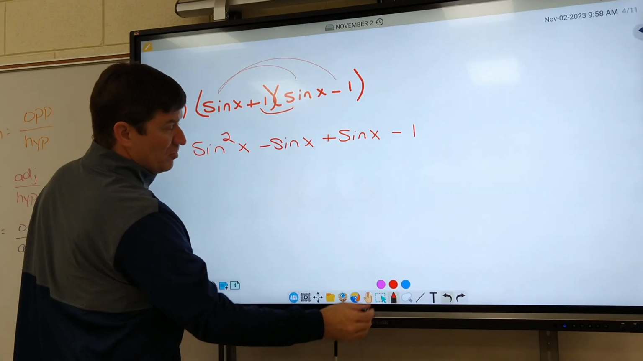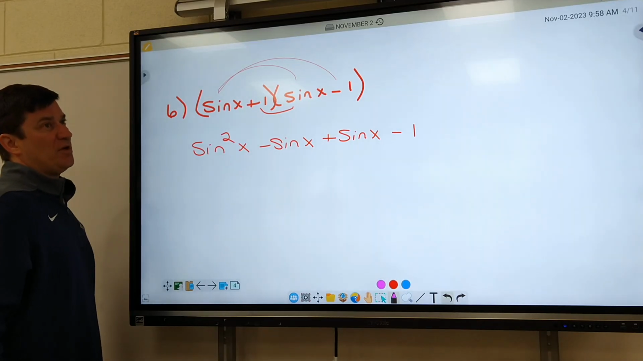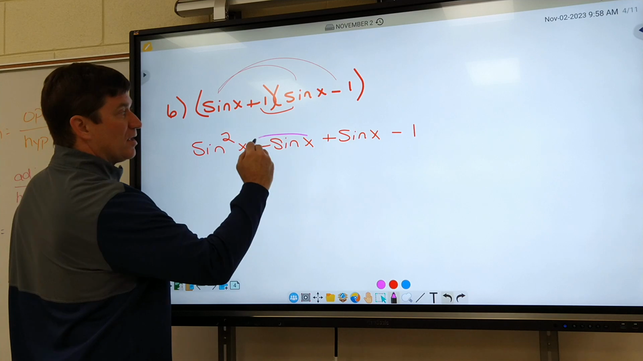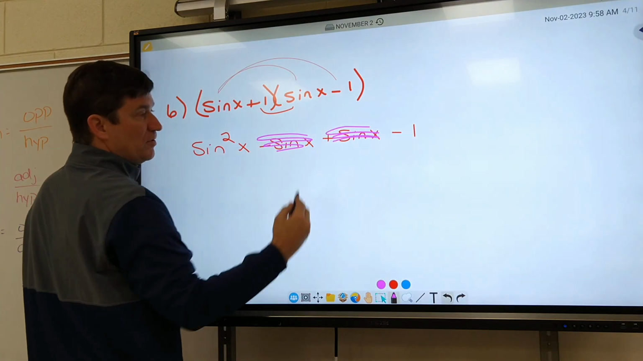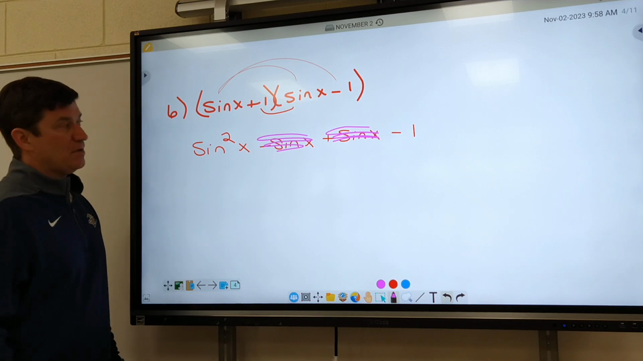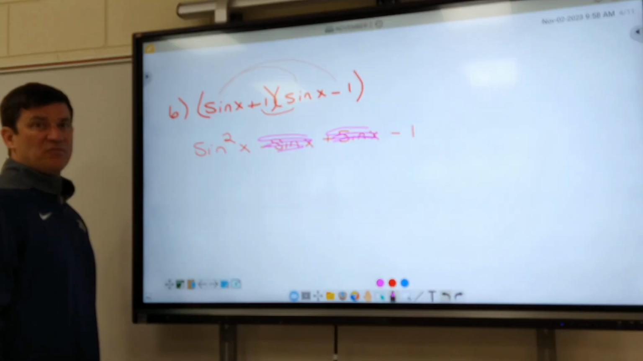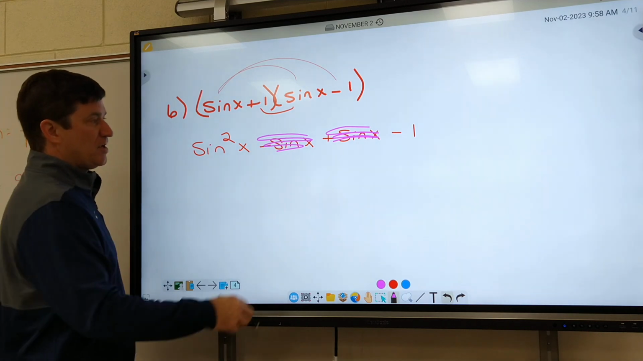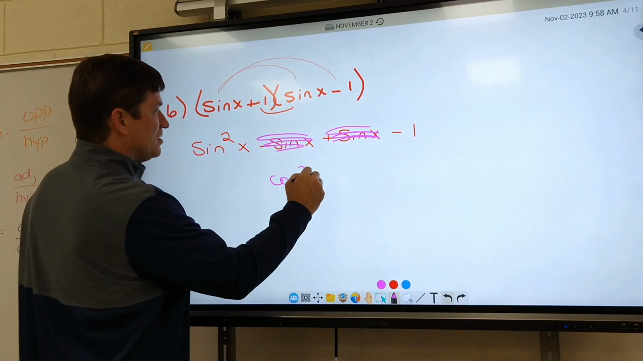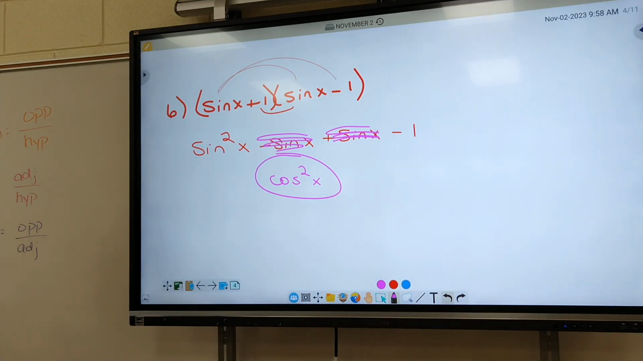Okay, Ashlyn, do you remember on Tuesday, what did I say is going to happen every time we have a full method problem? Yeah, the middle is going to cancel, and it cancels again on this one. And as far as I'm concerned, y'all can just skip doing that step. I'm left with sine squared minus 1. Pretty sure that's one of your formulas. Cosine squared is our answer. So I thought 5 was tough. I thought 6 was pretty easy.